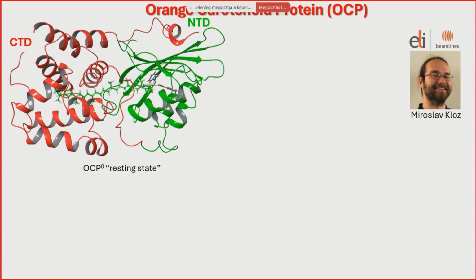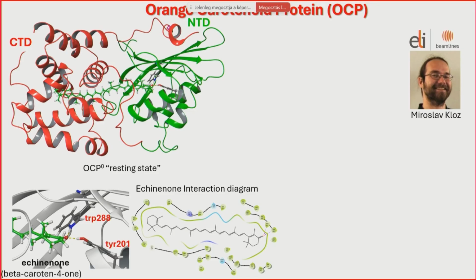First, the off-resonance part, which was done in collaboration with Miroslav Kloz from ELI Beamlines, which is also another institute just outside the city limits of Prague. So here is shown the OCP in its resting state. It has a carotenoid chromophore between the N and C terminal domains, which is anchored at these two residues here.